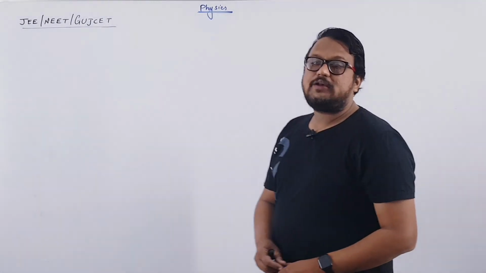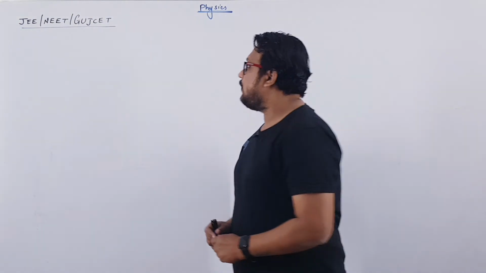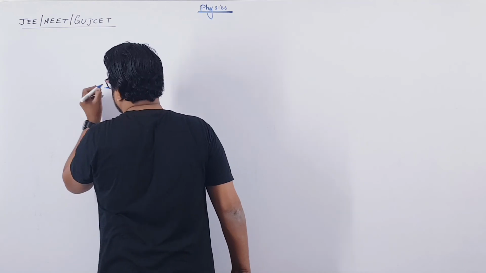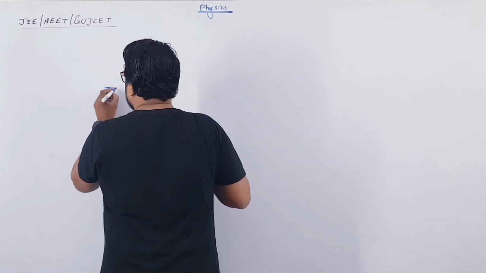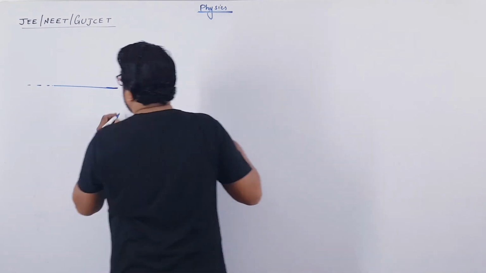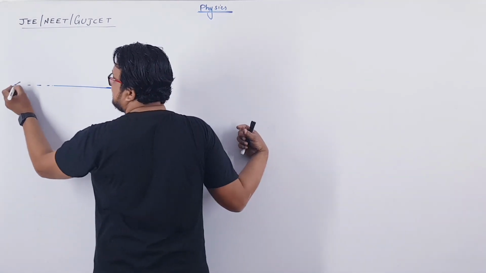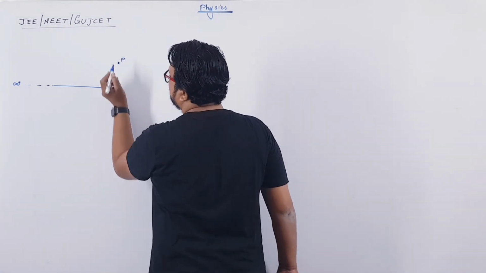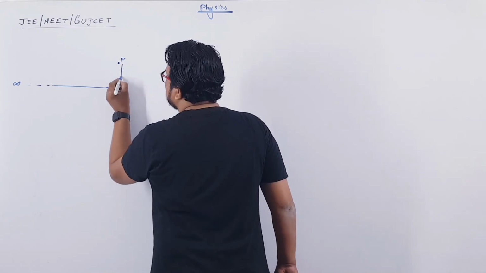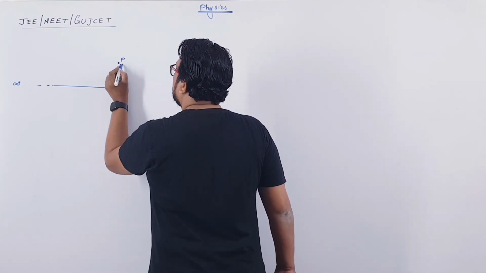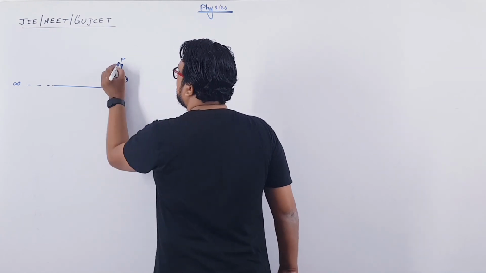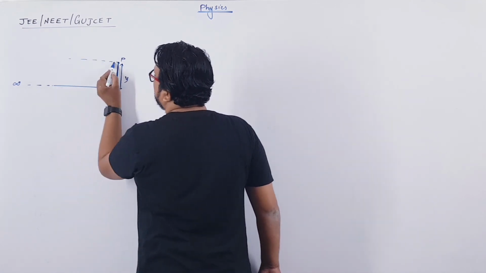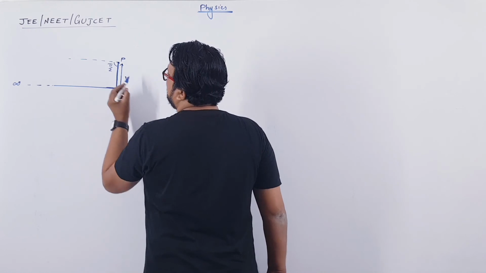Now for semi-infinite wire, what will be the magnetic field produced? Semi-infinite wire means if this is the wire, then its one end is known to us, where its another end is at infinite distance, and we want to find magnetic field at point P. Let us say this is at certain distance y. So obviously we have discussed that this angle will be pi by 2 and the another angle will be 0.